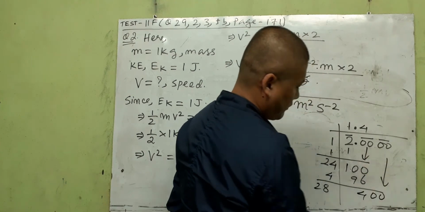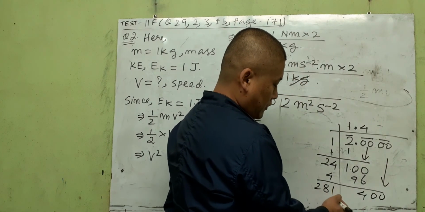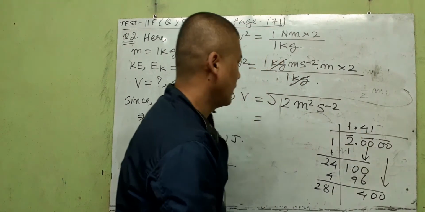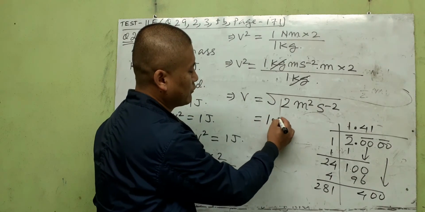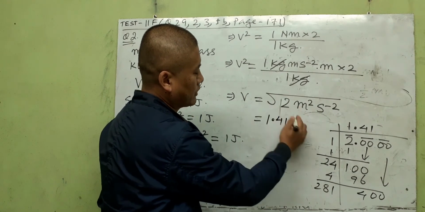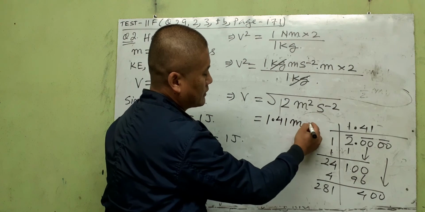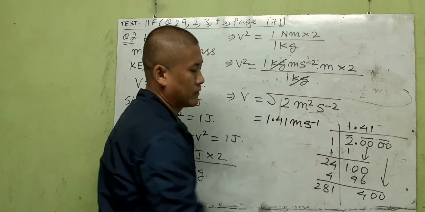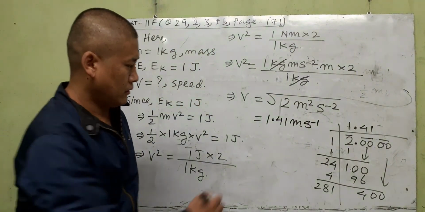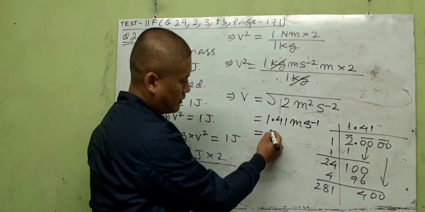Here we brought down, no. 2 is going to be too much, so 1 into 1. So root 2 value is approximately 1.41. Meter square will come out of the root as meter. Second to the power minus 2 will come out as second to the power minus 1. So that will be here.